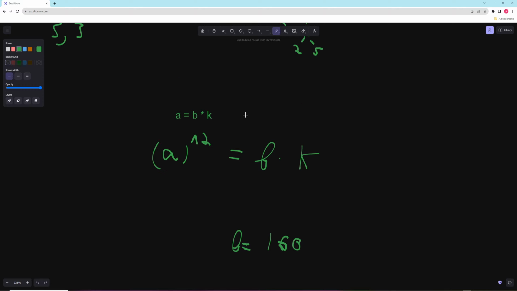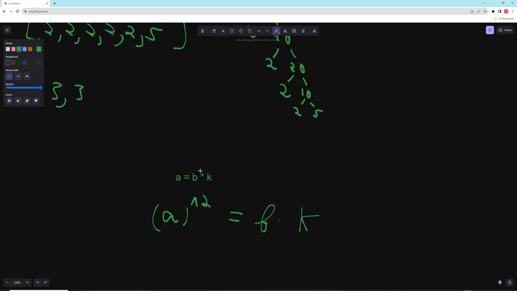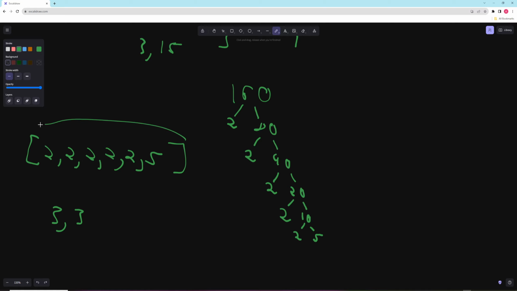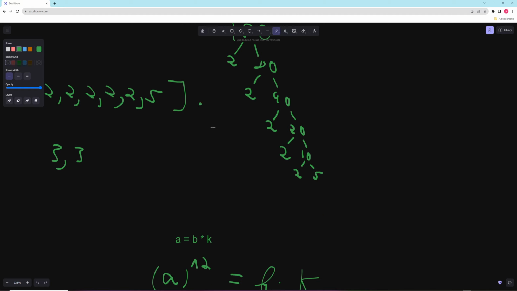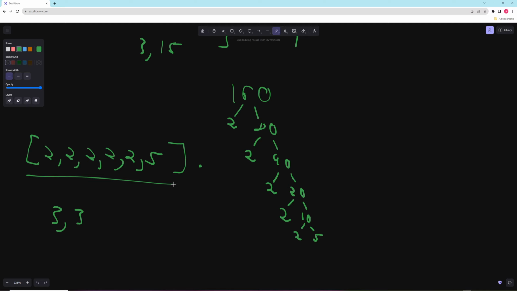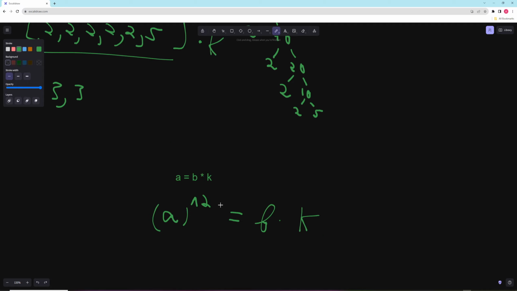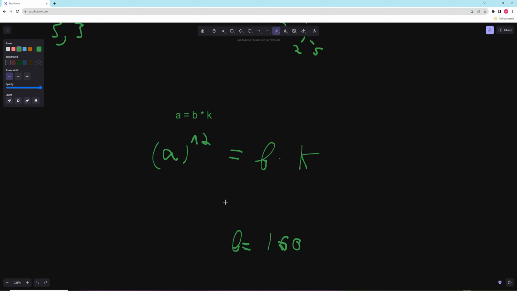So notice, for one thing, for a to be a multiple of b, let's just do this part first. For a to be a multiple of b, that means that a has to have at least b. So if b has these prime factors, that means a has to have all of these numbers. So a has to have 2 times 2 times 2 times 2 times 2 times 5 times some other number, right? Because this is 160. So a will have all of these numbers times this k here for a to be a multiple of b. So now the question is, what if a squared was a multiple of b? What would a have to have?